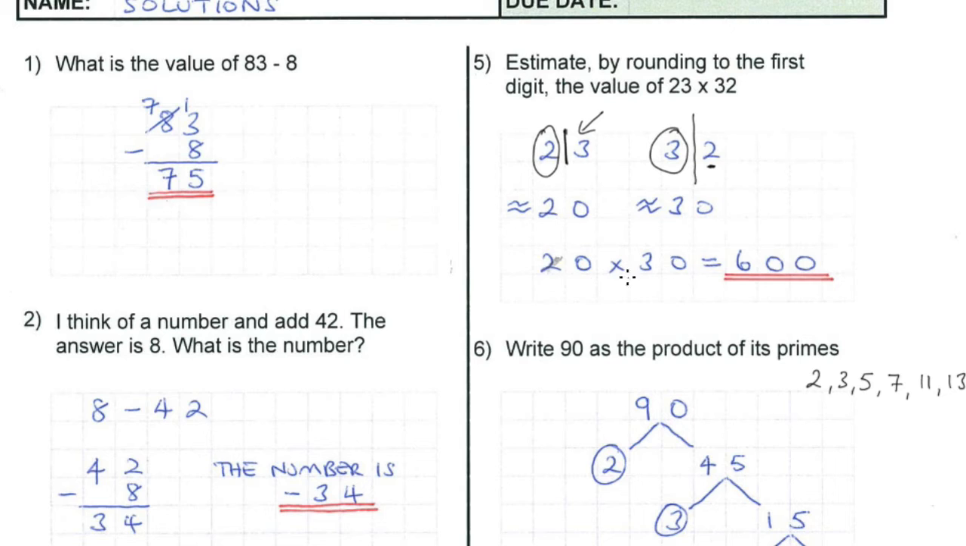Now multiplying 20 by 30, we simply take the 2 and the 3, and 2 times 3 is 6. And then we have 2 zeros, so we have 2 zeros in the answer. So the final answer there is 600.